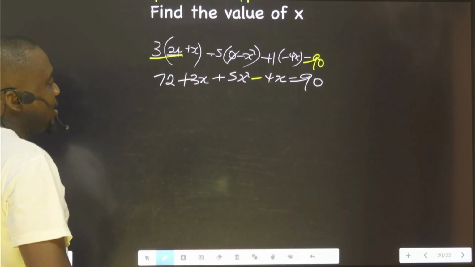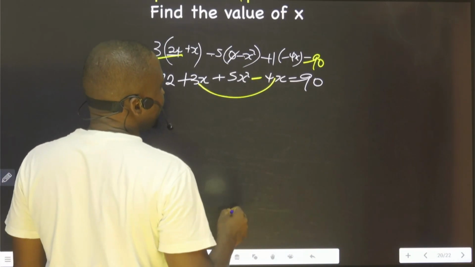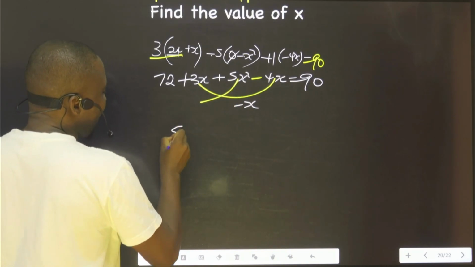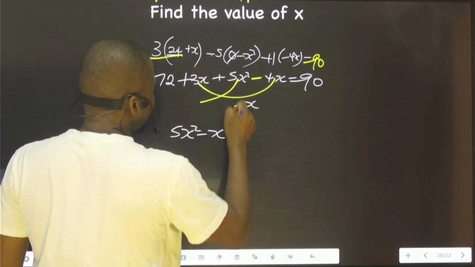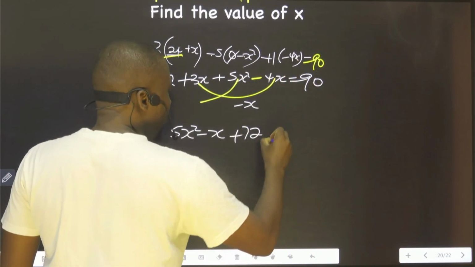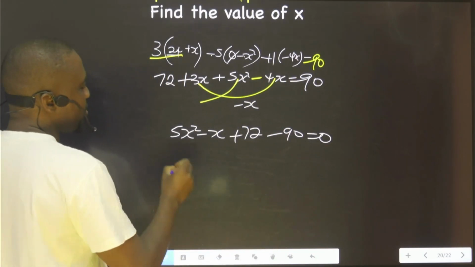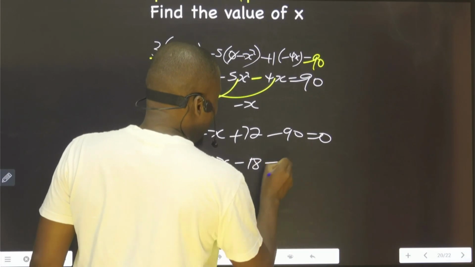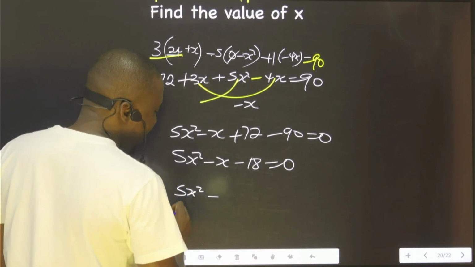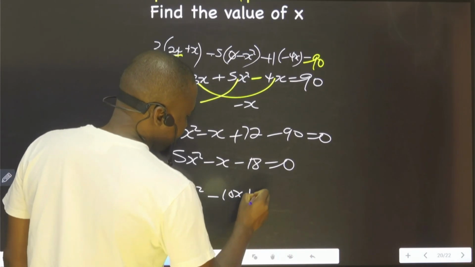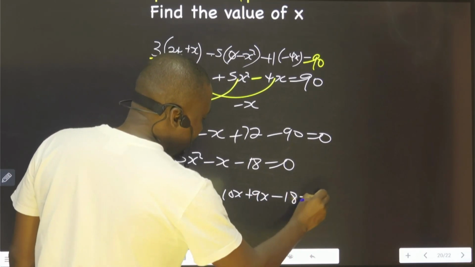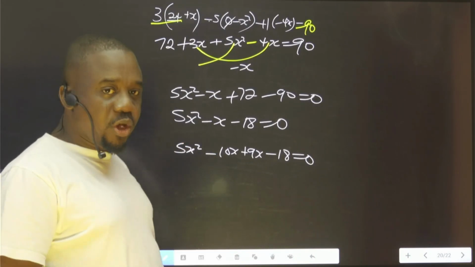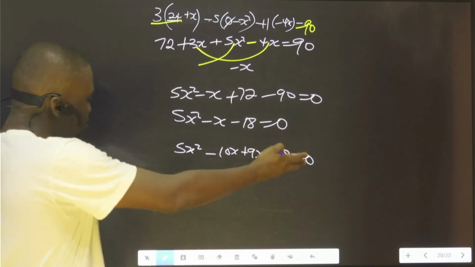Okay? You agree with me that this will produce for us minus x. So we're going to take this one first. That is 5x squared minus x plus 72. We take this one here, minus 90 equal to 0. We continue. This and this will produce minus 18 equal to 0. 5x squared minus 10x plus 9x minus 18 equals to this. This is quadratic equation. You should know this before you even come to matrices, okay? So no need to explain this.